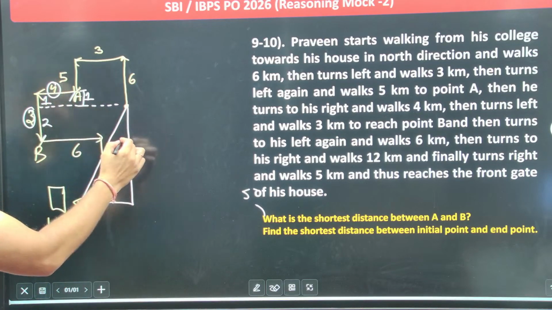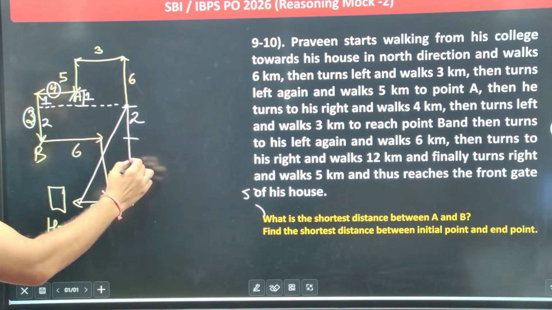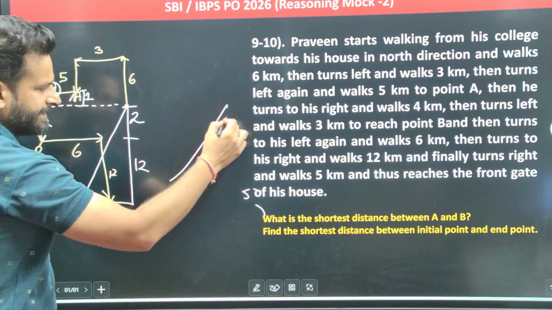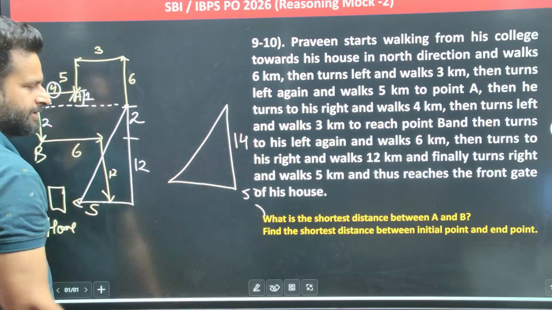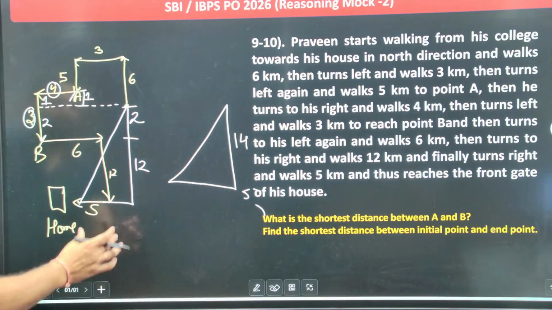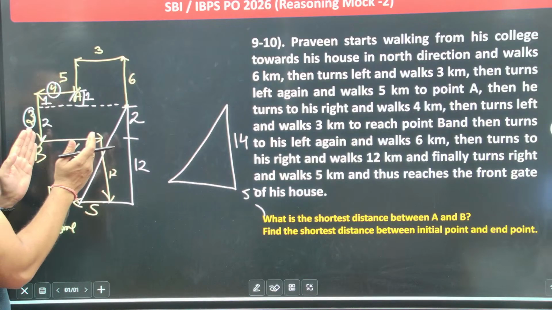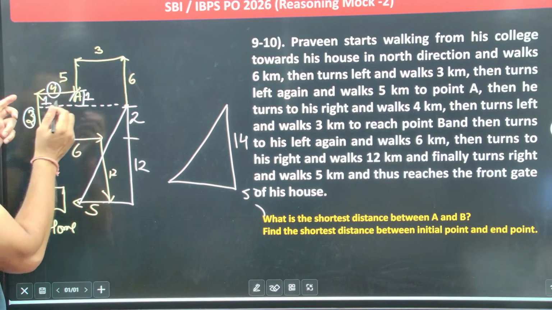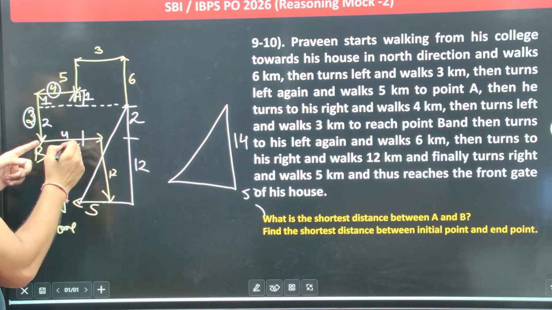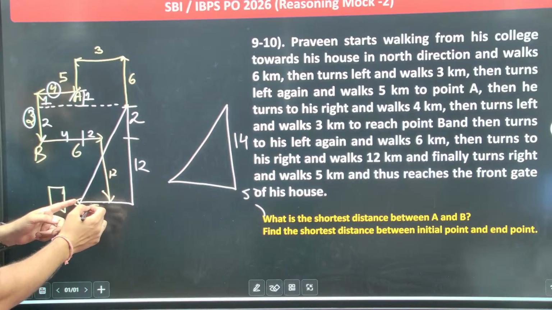So, this length comes out to be 2 and this length was 12. If I draw this triangle separately, then the height is 12 plus 2, which is 14. Let's calculate the base. Coming to the base, this dimension is 6. This dimension is 4. This is 4, so this will be 4. Total 6, so this will be 2.